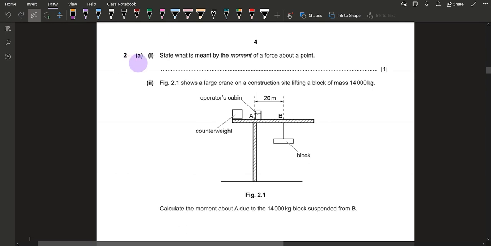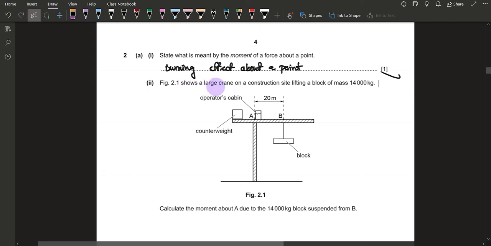Question number two. Part A1 says state what is meant by moment of force about a point. So this is just a simple definition, and you have to learn this because the same question keeps being asked again and again. We can just memorize that it is turning effect about a point, and we get 1 mark for this.